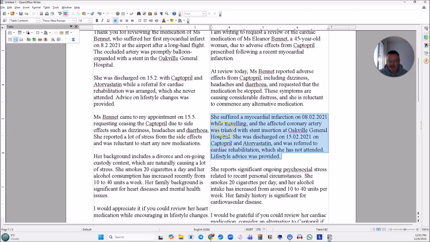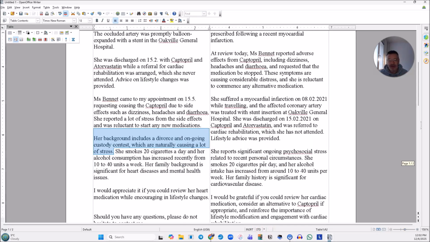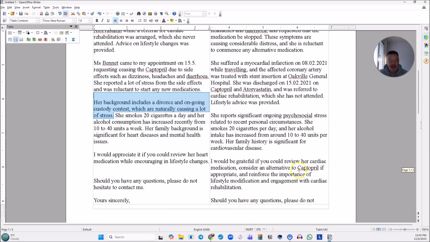So the history: myocardial infarction, treatment stent insertion, discharge. That's all those. Okay. Now, instead of that, a more concise way: significant ongoing psychosocial stress related to recent personal circumstances. I don't need to know what those are, right? You don't need that level of detail. 20 cigarettes, blah, blah, blah, alcohol, okay. Grateful if you could review cardiac meds, consider an alternative to captopril. Reinforce the importance of lifestyle mods and engagement.